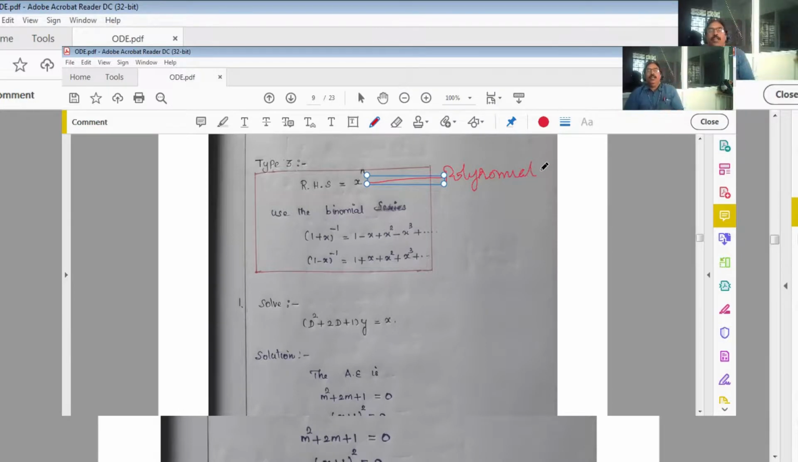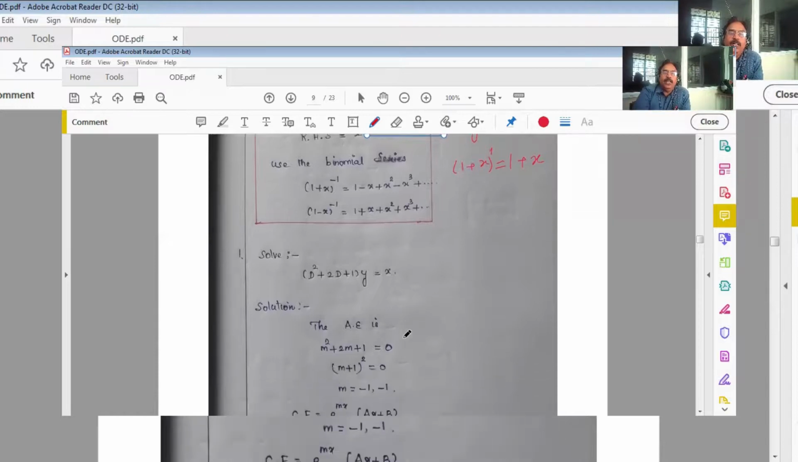Type 3 is a polynomial. You use the binomial series. What is 1 plus x power minus 1? It is 1 minus x plus x square minus x cube. And what is 1 plus x power 1? 1 plus x power 1 is 1 plus x only. Don't confuse them. Okay.